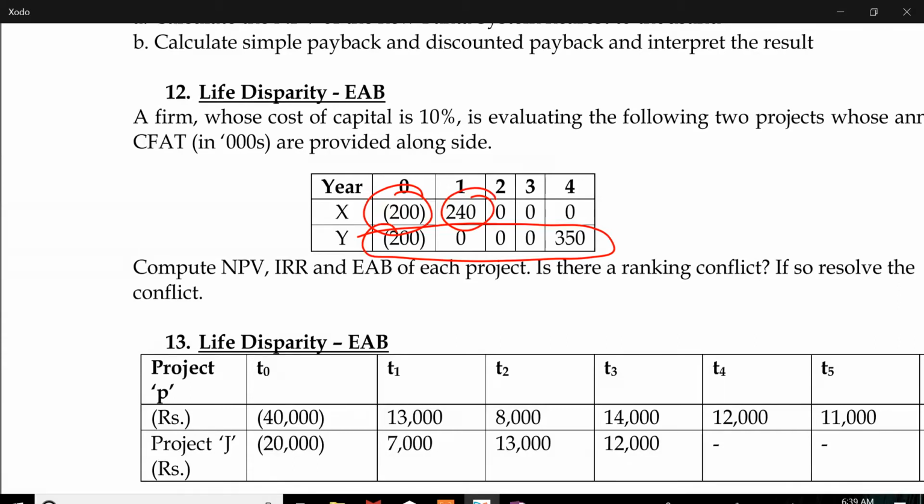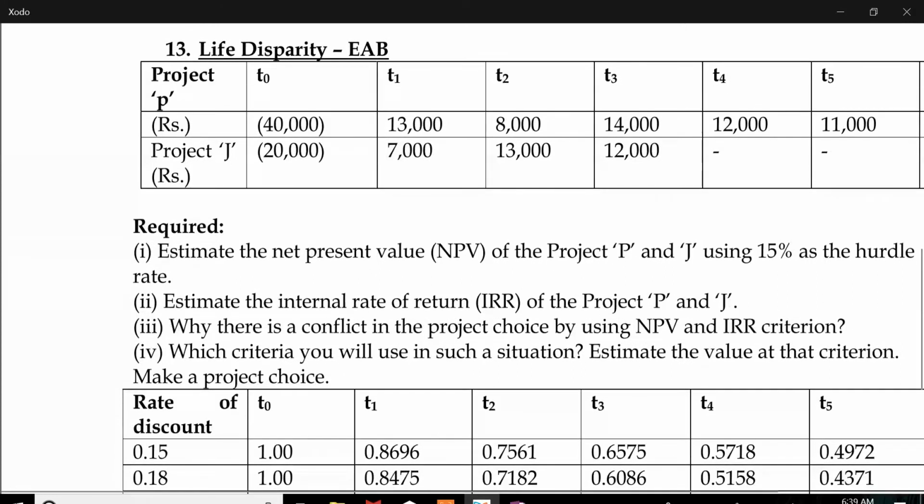Life different: calculate EAB. EAB equal to NPV divided by present value annuity factor in bracket R comma N.